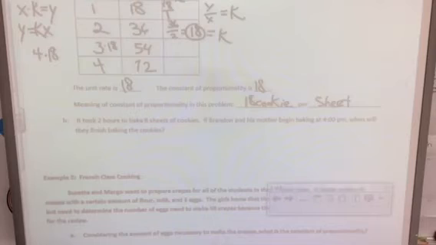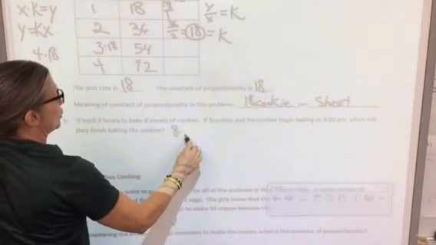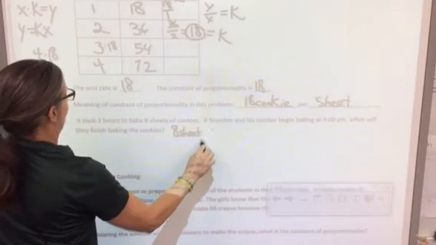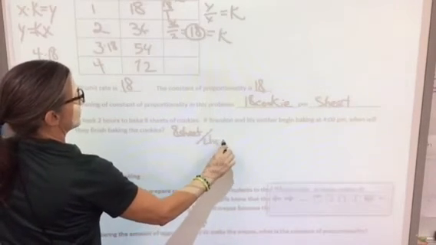Okay, it took 2 hours to bake 8 sheets of cookies. If Brandon and his mother begin baking at 4 p.m., when will they finish baking the cookies? Let's see how much time we have left. I've got about 3.5 minutes, so we should be able to do this. So if it took 2 hours to bake 8 sheets of cookies, that means it's going to be 8 sheets per 2 hours. Okay, and his mother began baking at 4 p.m. When will they finish baking the cookies?